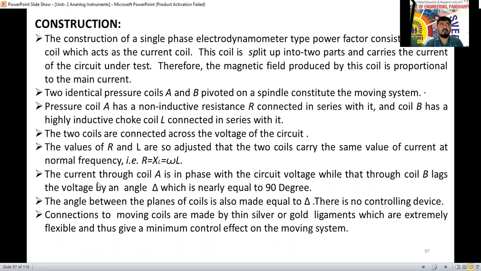Okay. The current through coil A is in phase with the circuit voltage. Why is the current through coil A in phase with the voltage? Anybody? So many times I told you just now. The current through coil A is in phase with the circuit voltage. Why is it in phase?